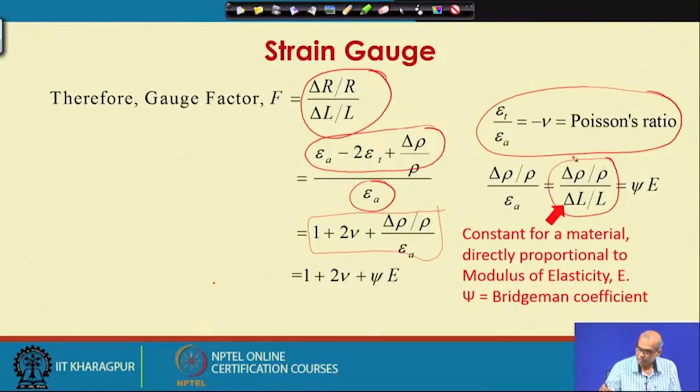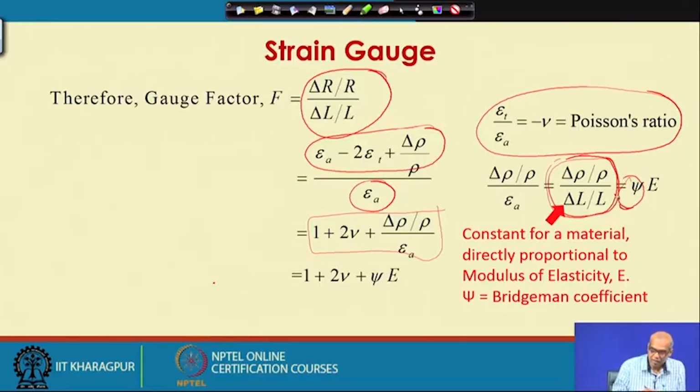and this term is constant for a material and this is directly proportional to modulus of elasticity E. So, delta rho by rho divided by axial strain is constant for a material and this is directly proportional to the modulus of elasticity. So, this can be written as some constant into modulus of elasticity. That constant is known as Bridgman coefficient.